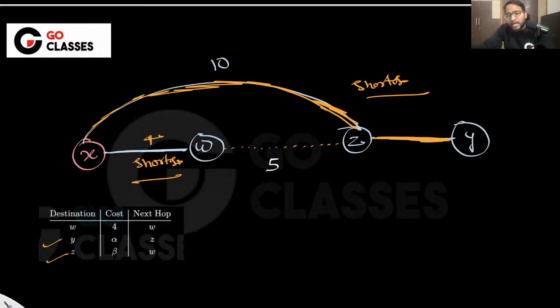See, if that is 5, then ultimately this will be shortest, right? But they are saying that if you want to go to Y, then go directly via Z, and don't go to W. That's what they are saying. So if you keep this also 5, then it will be a problem, because then this will be shortest, and that's what we don't want. So that's why this must be 6.